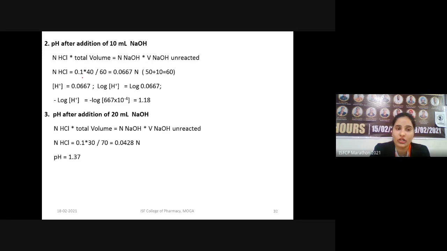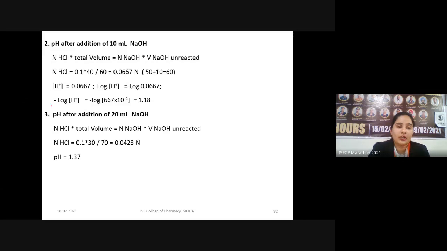And what is the total volume at this particular stage? It will be 50 ml HCl plus 10 ml of sodium hydroxide which we have added. 50 plus 10 comes out to be 60. So by this equation we come to know the normality of HCl. From the normality we have calculated the concentration of hydronium ions. By taking the negative log, we have calculated the pH of the solution at that particular point.